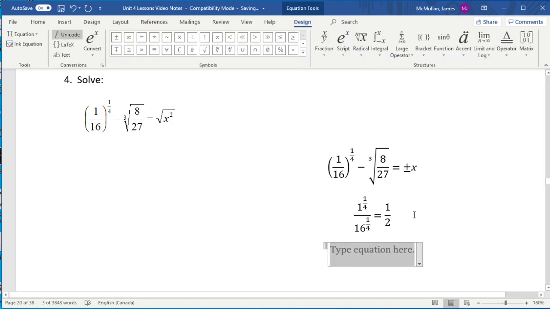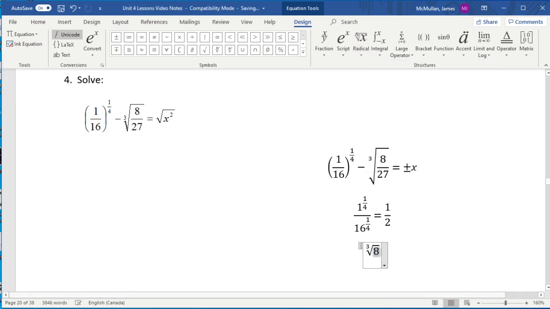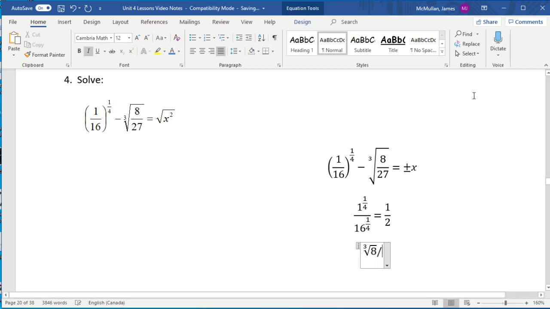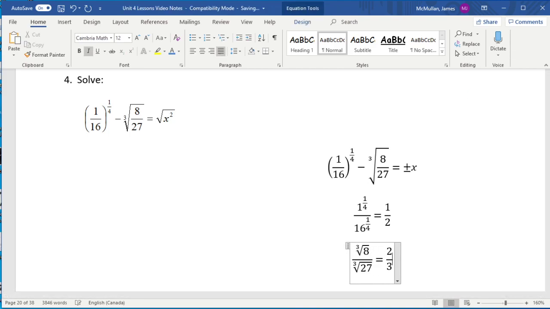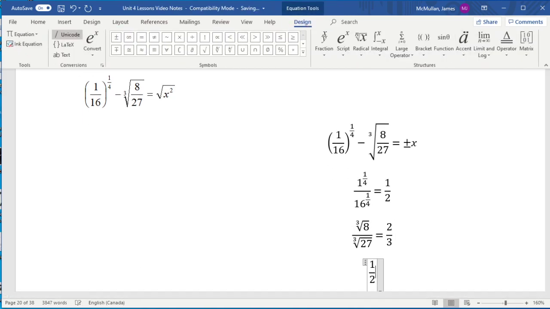The second part is the cube root of 8 divided by the cube root of 27. So again, let's do the separation. Cube root of 8 divided by the cube root of 27. And that one isn't too hard either. We know the cube root of 8 is 2 and the cube root of 27 is 3. So what you're getting here is that 1/2 minus 2/3 equals plus or minus x.